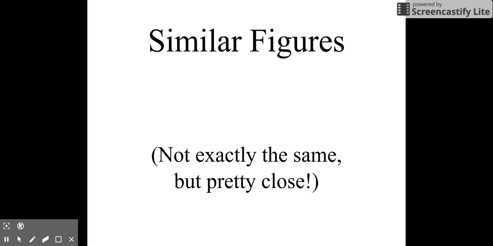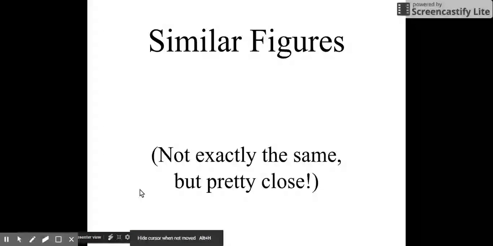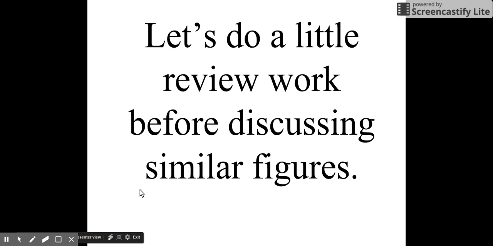Now, today we're going to be covering similar figures. They're not exactly the same, but they're pretty close, and we're going to look into exactly what a similar figure is. However, before we do that, we need to do a little bit of review work before we start discussing it.